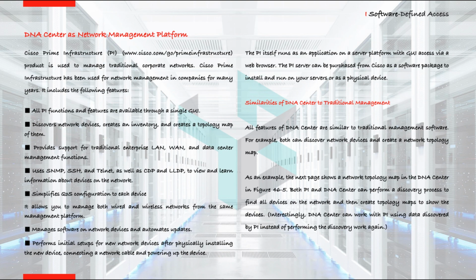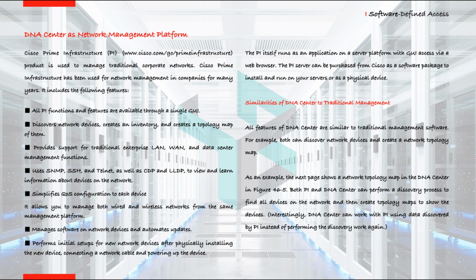It manages software on network devices and automates their updates. After physically setting up the new device, connecting a network cable, and operating the device, it performs the initial setups for that device. It runs as an application on a server platform with access to Prime Infrastructure's graphical user interface via a web browser. You can purchase Prime Infrastructure Server from Cisco as a software package that you can install and run on your servers, or as a physical device.